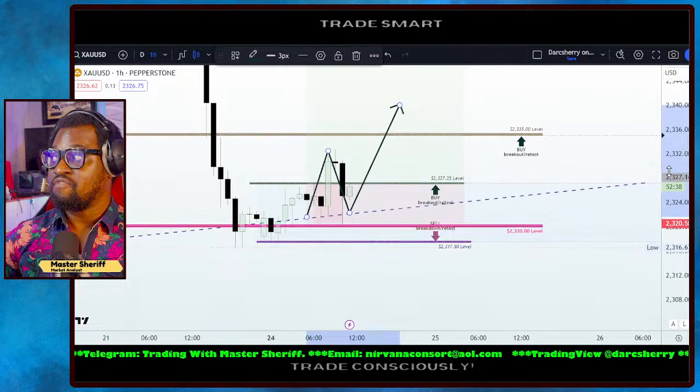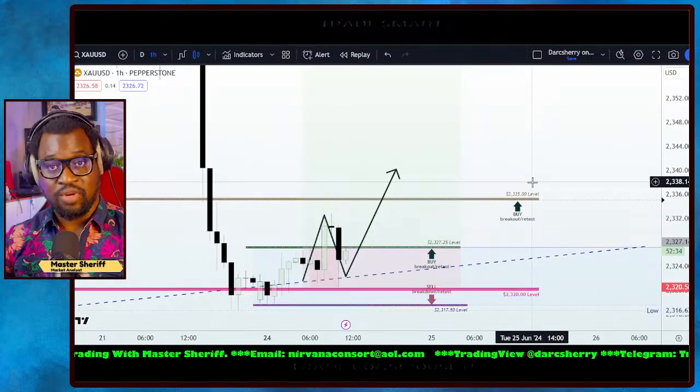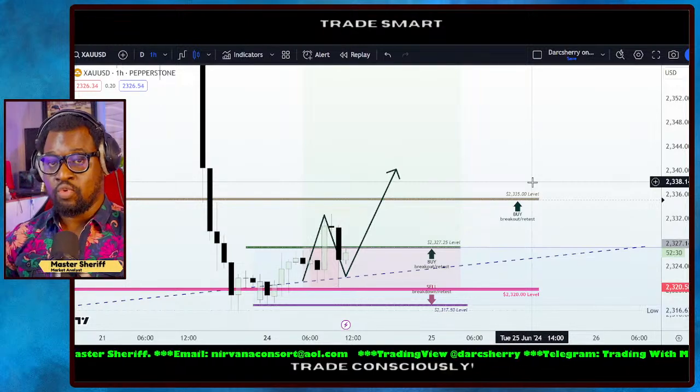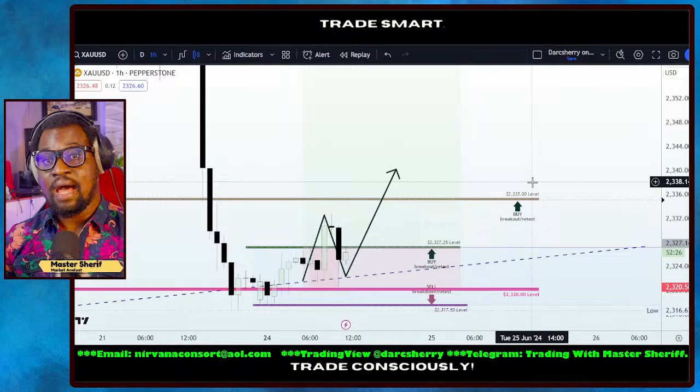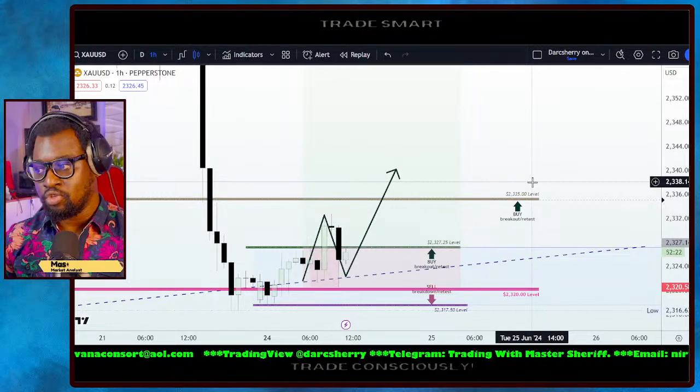if price action goes ahead to break out of the 2,335. And of course, I will be giving us updates as at when due if I see any level that looks promising for us to add more positions so that we can maximize the potential of this bullish move.